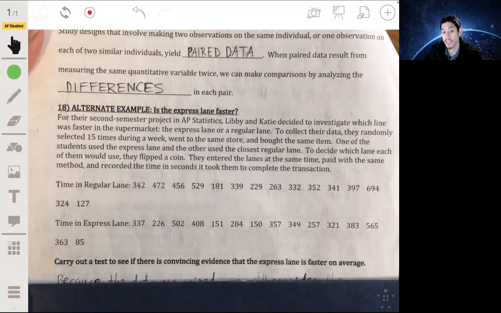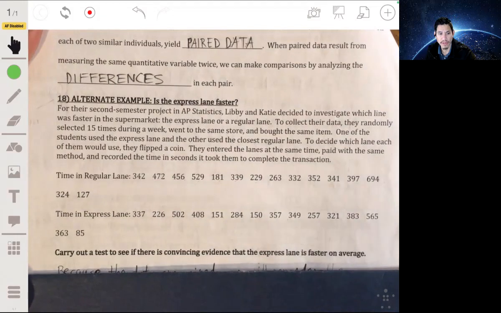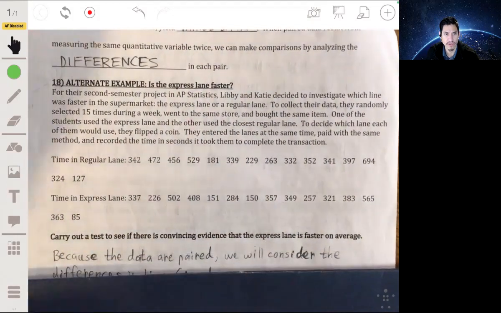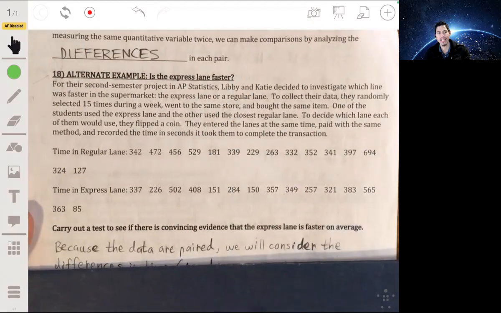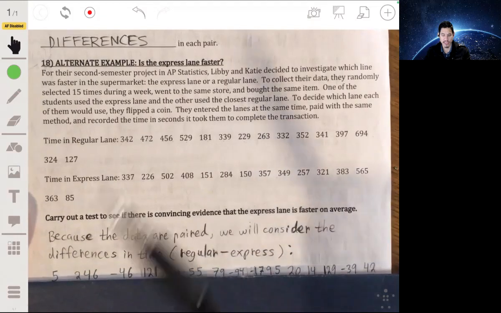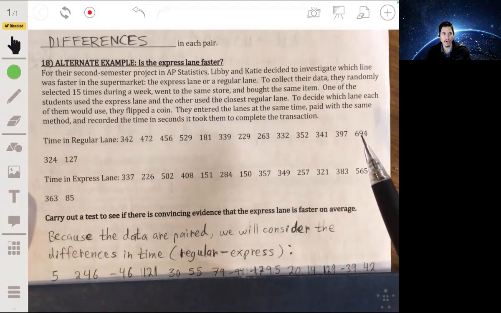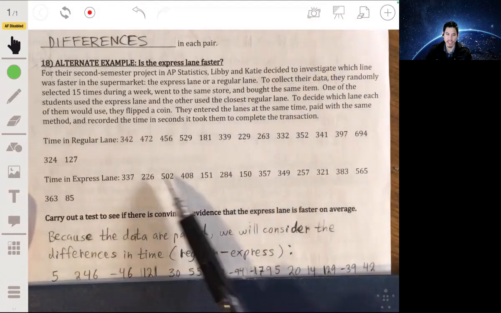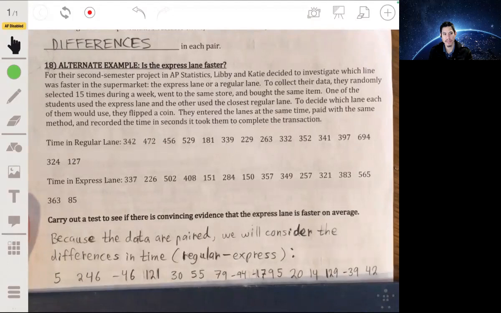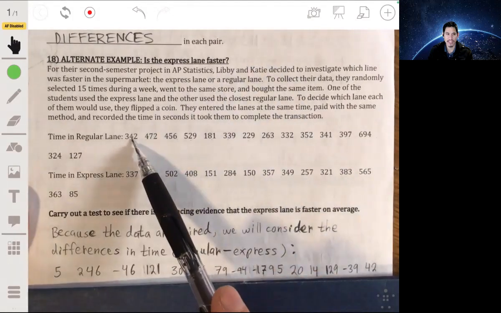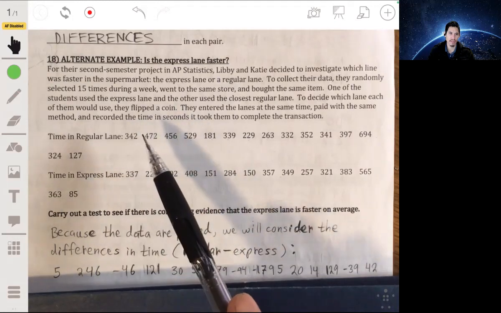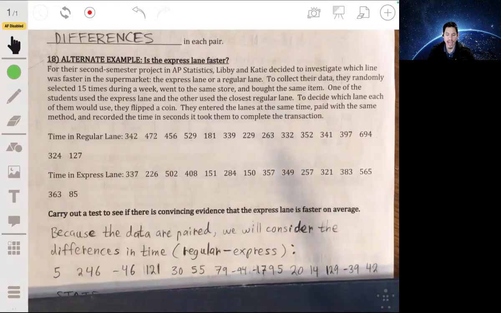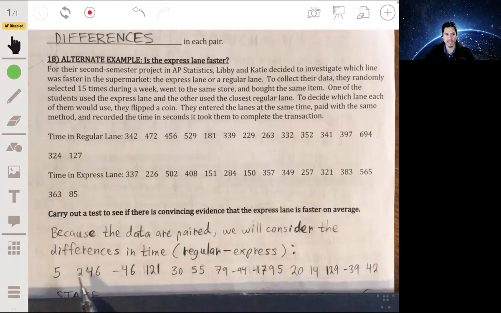So we want to see if in the express lane you took less time on average. Now, what we're going to do is use the analysis for paired data and study the differences. So we're going to take these 15 data points, put them in one list, these next 15 data points, put them in another list, and then we're going to subtract each of the corresponding values, the regular lane times minus the express lane times, and we're going to actually run the significance test on the difference in the values.